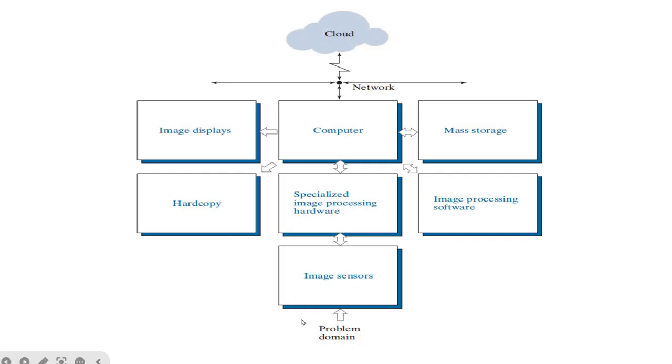So problem domain can be in various forms. It may be identifying an object, or it may be recognizing a face. There may be a variety of problem domains.